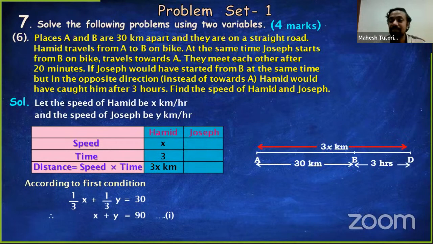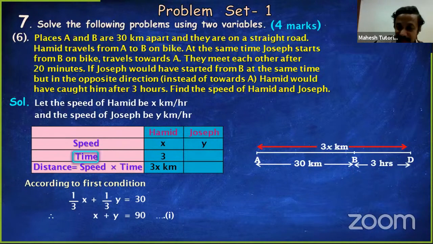It is 3x kilometer. I hope so. This portion is quite clear to each and every student. Now moving further, students, the same thing we'll calculate for Joseph. Now for Joseph, how much do we assume the speed as, students? Y kilometer per hour. All right.